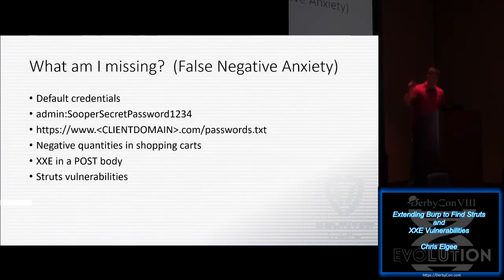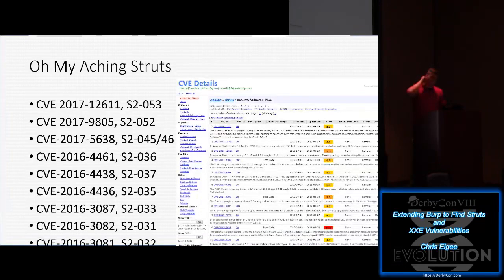Same thing for Struts. There are ways to find Struts vulnerabilities. And oh, my aching Struts. This is just a partial list. On the left-hand side, those are the CVE numbers along with the Apache internal S2, Struts2 numbers. Those are all RCE. And as you can tell by the years, they come out fast and furious, and they seem to keep coming.